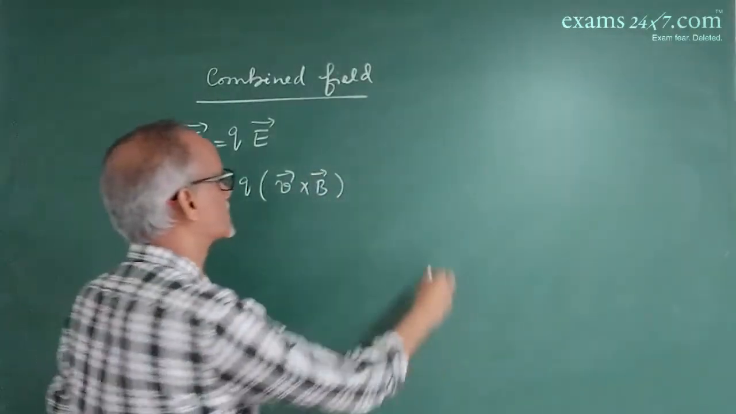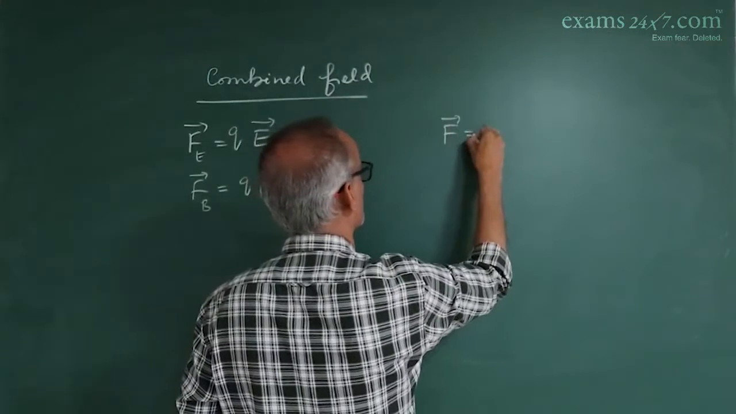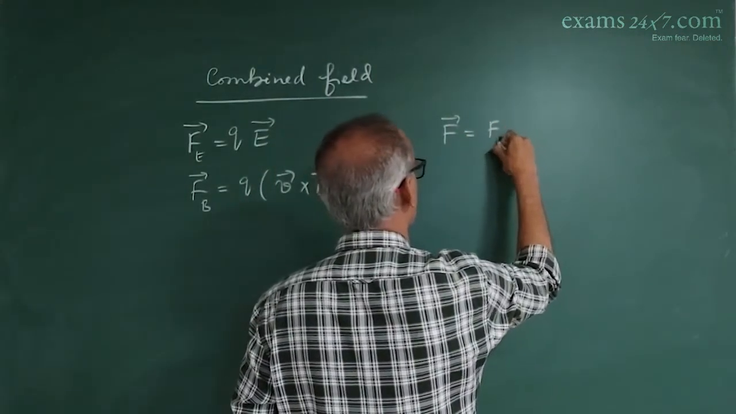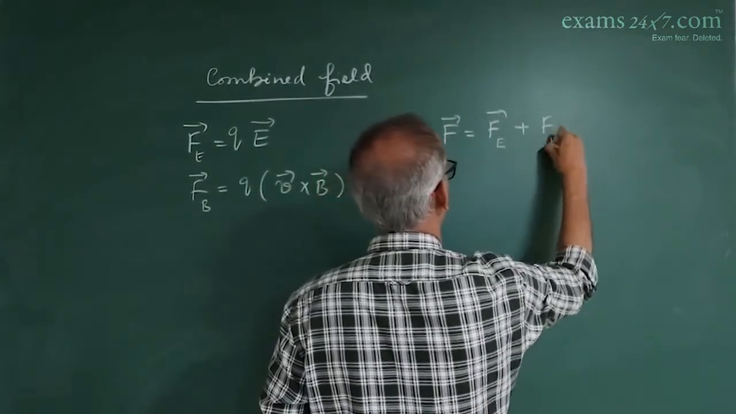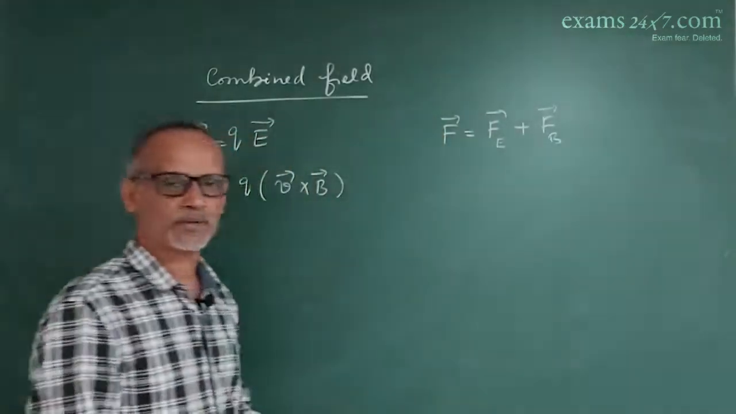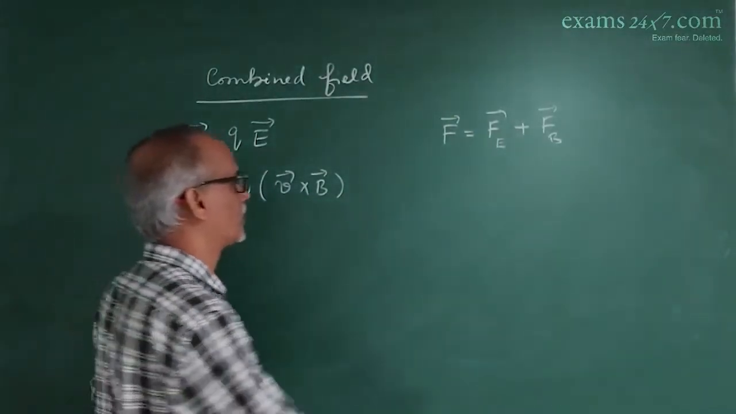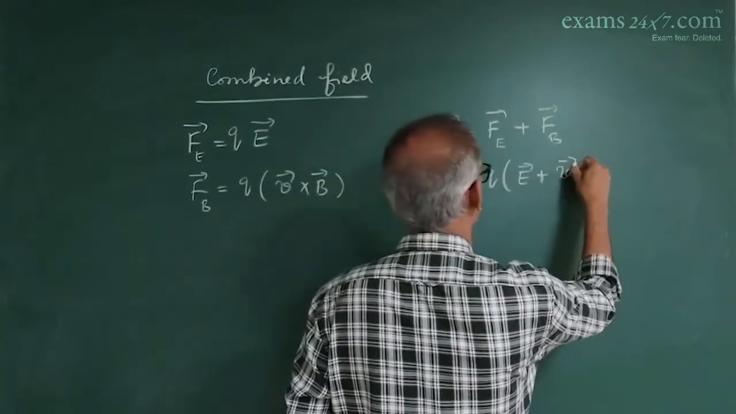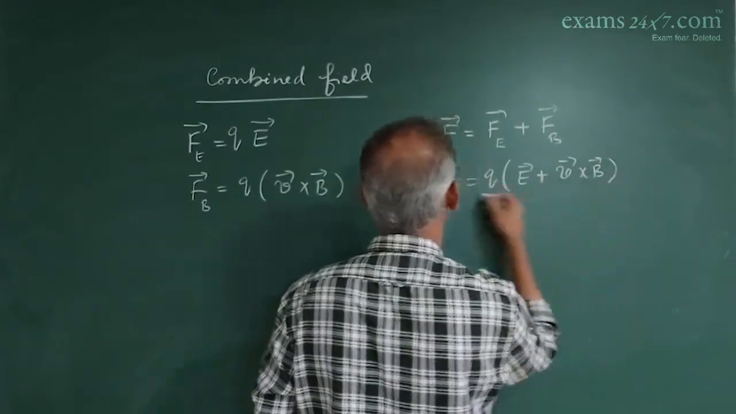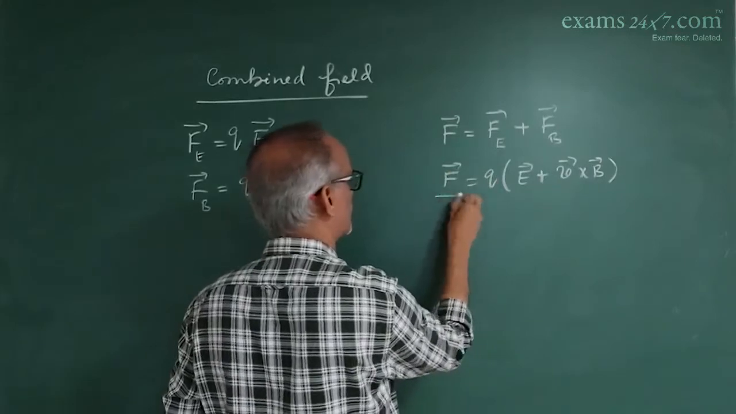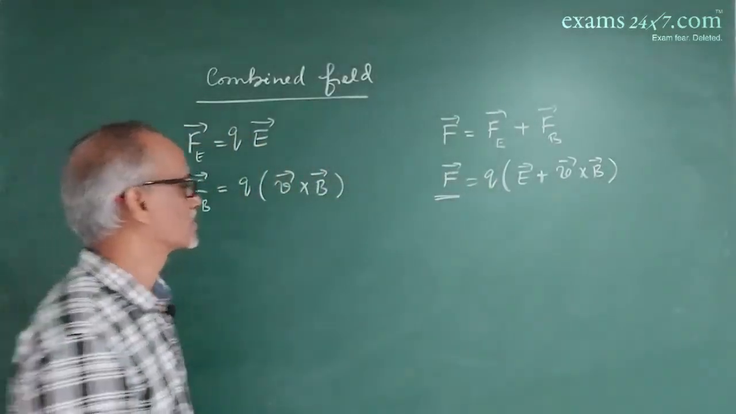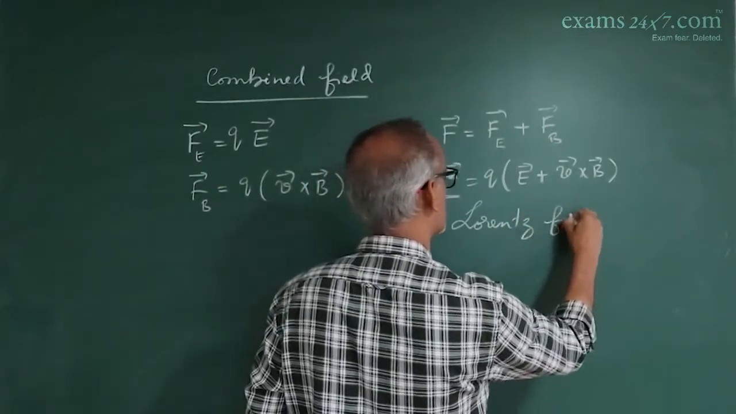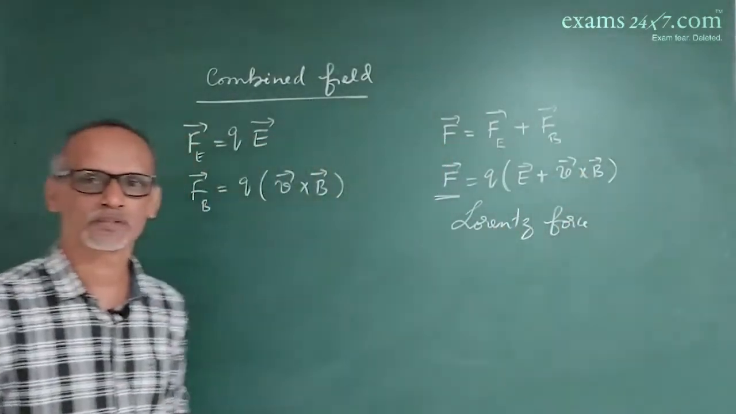And the resultant force is the vector sum of both, which is F_E and F_B. So when you add them vectorially, Q is common, so you'll get Q into vector E plus v cross B. And this particular force, the net force, is called the Lorentz force.